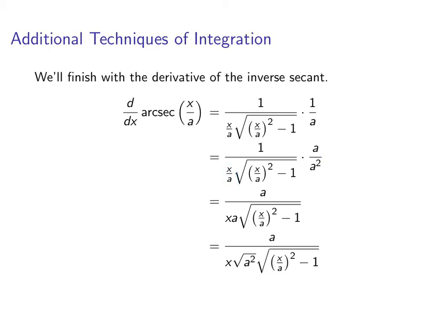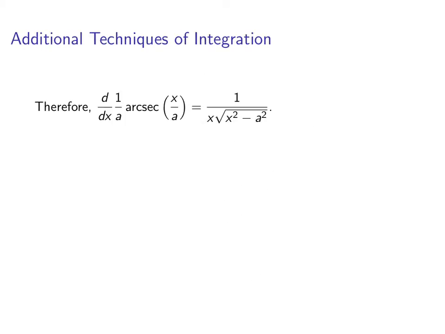Okay, one more rewriting. I'm going to change this a into square root of a squared. That way we can move it onto the inside of this radical. And so here's what we get for our final thing: a over x times square root of x squared minus a squared. Now just like before, I can write down a formula that looks like this. The derivative of 1 over a arcsecant of x over a is equal to 1 over x times square root of x squared minus a squared.